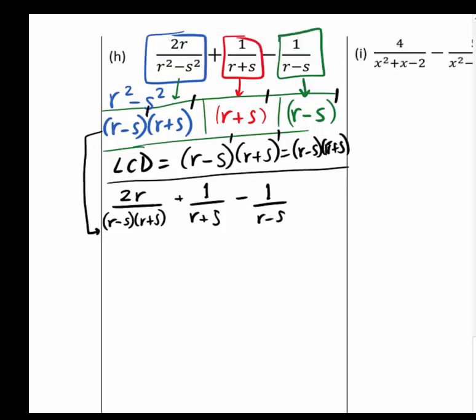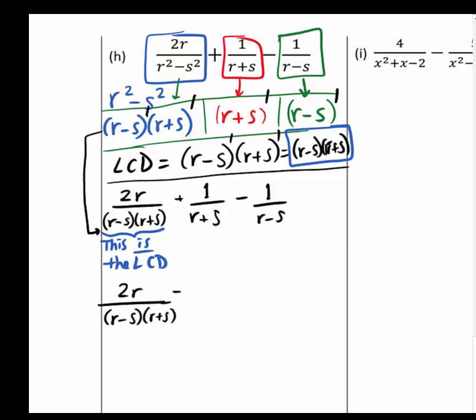And then for each individual one, I'm going to multiply it by whatever it needs to get the least common denominator. So I look at the leftmost denominator, r minus s, r plus s, and I say, well, what is it missing from the LCD? It's missing nothing, really. It's exactly what I want. So because this is the LCD, there's nothing I need to do to it. I'm just going to copy it directly down. Don't do anything to it. It's 2r over r minus s, r plus s. It's perfect the way it is. Plus, okay. How about the second fraction? It has a denominator right now of r plus s. So I look at the least common denominator and I say, what is it missing?